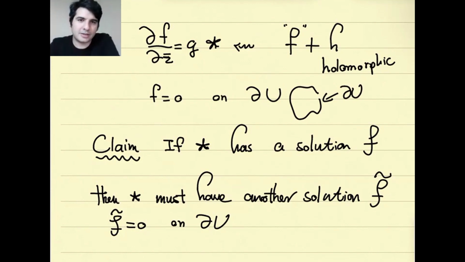I would like you to think about it: why can you always find a holomorphic function h so that the boundary value of f plus h, this new function f tilde, is equal to zero on the boundary? This is an application of Cauchy's integral formula. But now, just to prove it as a theorem, this was more like a way of guessing what the answer should be. So we were given an equation, so we state the theorem.